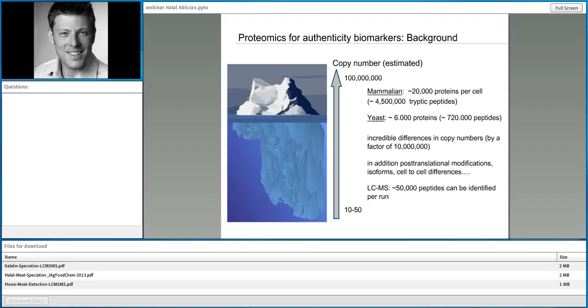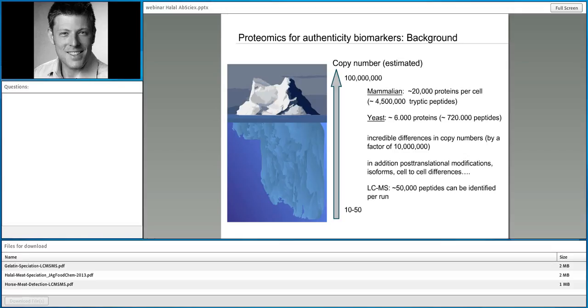When you want to do this proteomics approach, you have, however, to keep in mind that the proteome in mammalian tissues is really complex. It is estimated that about 20,000 proteins are in mammalian cells. This leads to about 4 million tryptic peptides. And in addition, you see incredible differences in the copy numbers of the proteins in mammalian cells, from 10 to 50 copies per cell to up to 100 million copies per cell. And this is often illustrated by this iceberg shown on the left side. And at the moment, using proteomics, we are able to detect the tip of the iceberg, so we can detect and identify the highly abundant proteins. But in general, it's quite hard to see the proteins with low abundance.